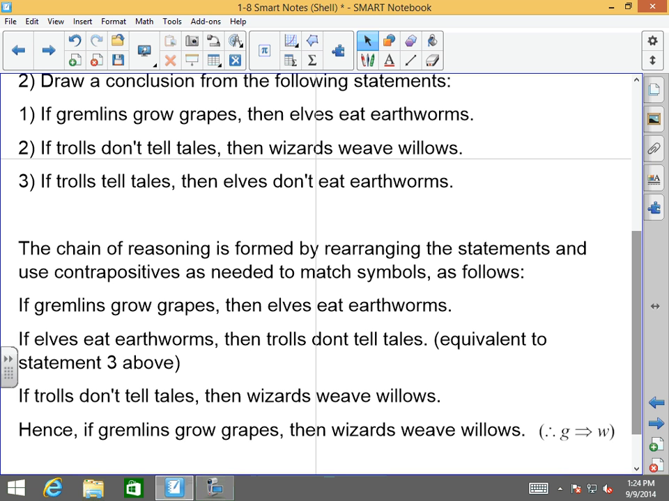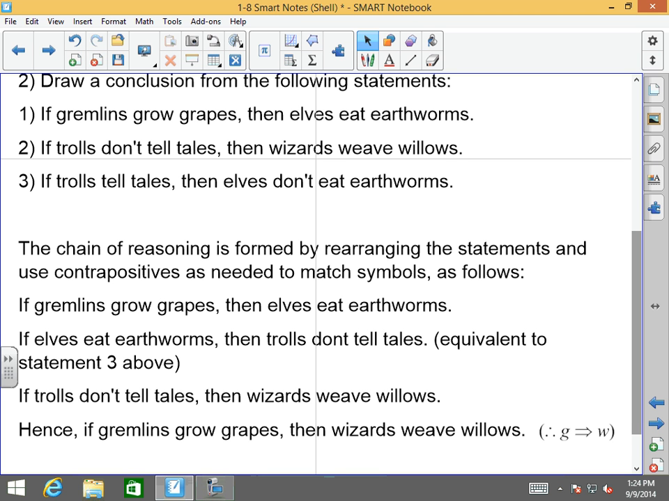And remember, if number 3 is a conditional, the contrapositive will be true. And then if trolls don't tell tales, then wizards weave willows. That's statement 2. So then, how do we put it all together? If gremlins grow grapes, then wizards weave willows.